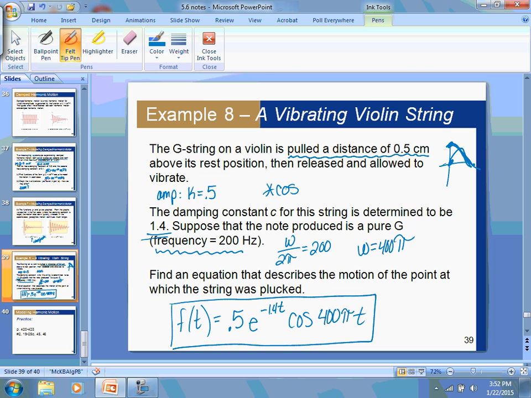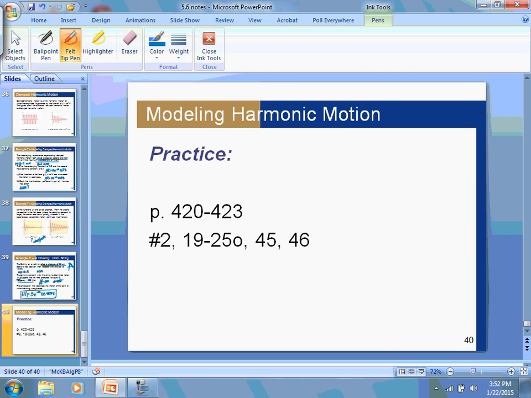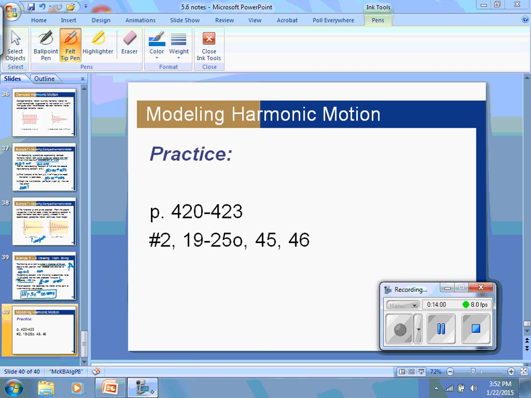So definitely practice these problems. There's not too many of them. The odds are in the back of the book, so you can check them. The evens are also worked out in the binder in the classroom. And if you have any questions with these application type problems, come on in and see me before school.